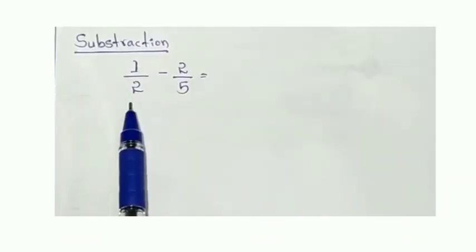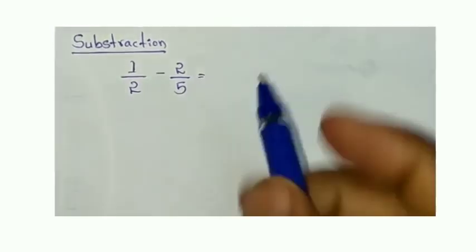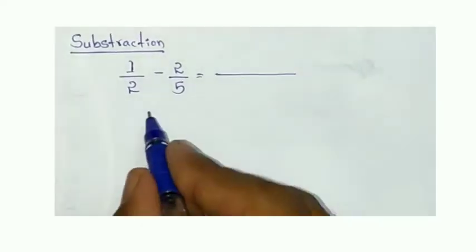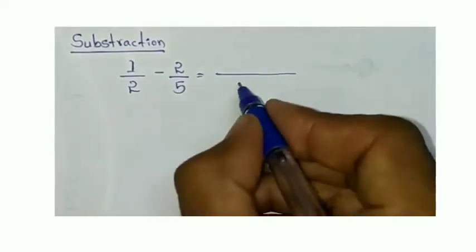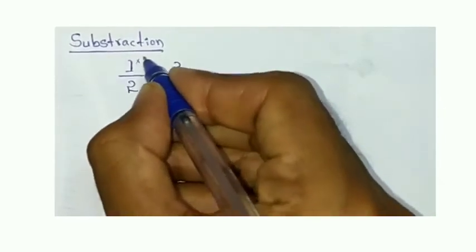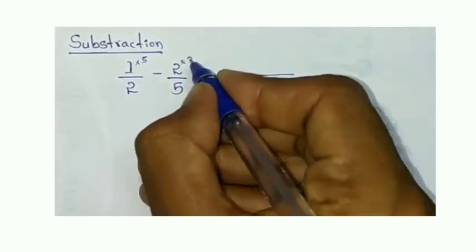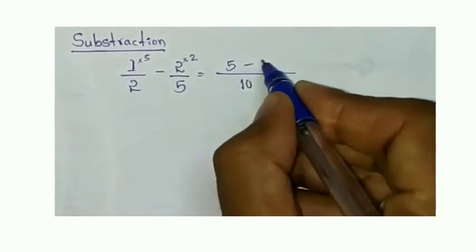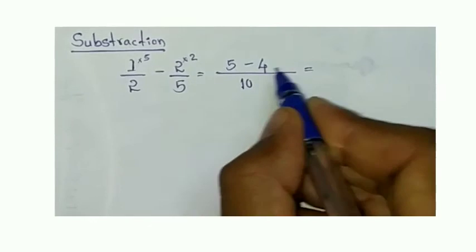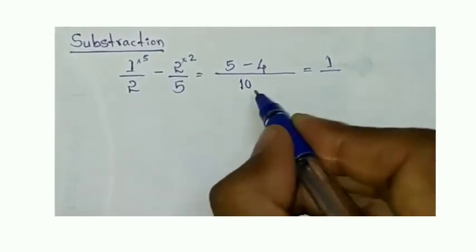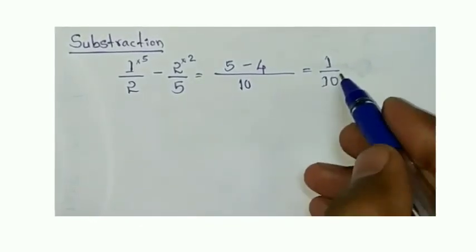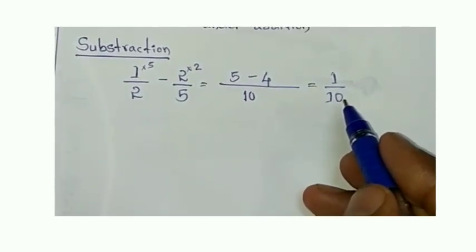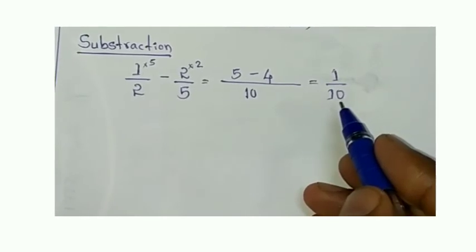Taking one example, 1 by 2 minus 2 by 5. So again LCM. I am taking similar examples so it will be easy for you. 2 and 5, again LCM here is 10. 2 5s are 10, 5 2s are 10. So 1 5s are 5 minus 2 2s are 4. So 5 minus 4, here you will get 1 divided by 10, which is also a rational number. It means rational numbers are closed under subtraction.